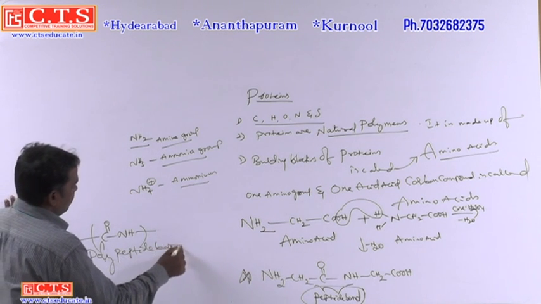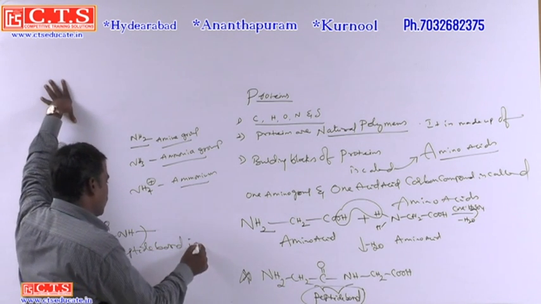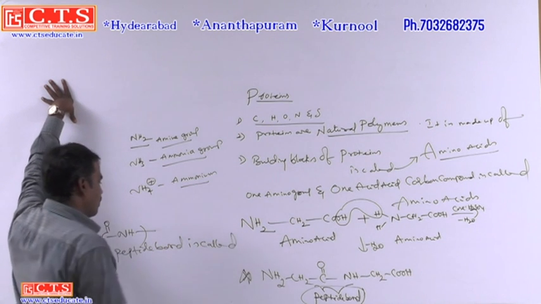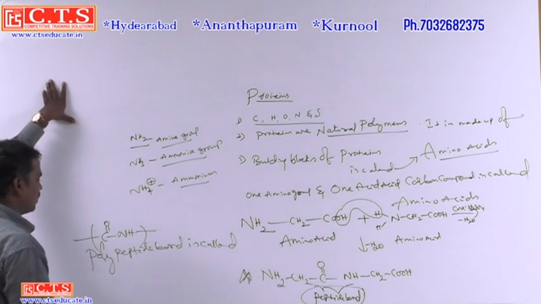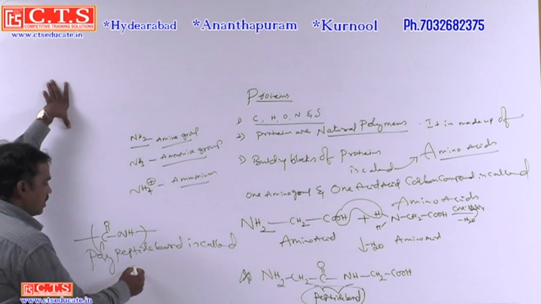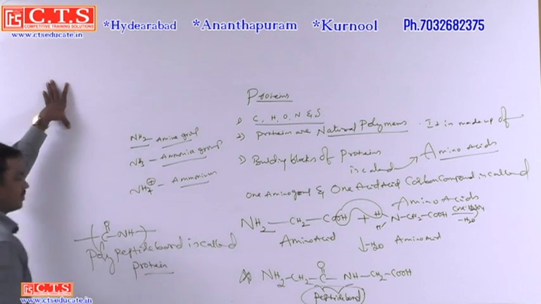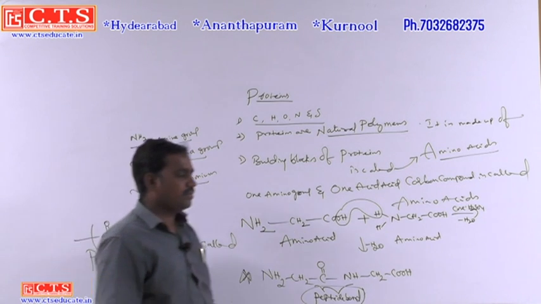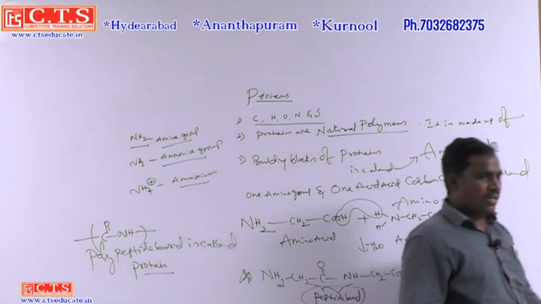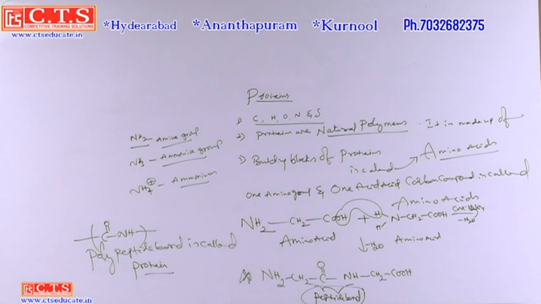Polypeptide bond molecule is called protein. What is protein? A polypeptide molecule is called a protein.